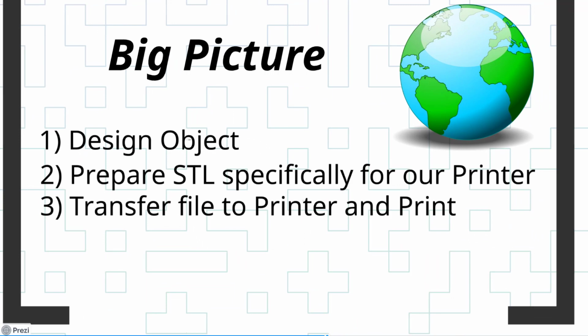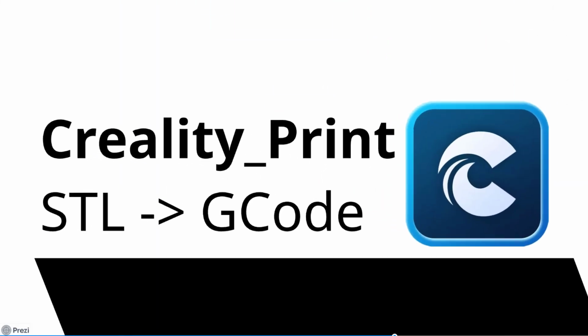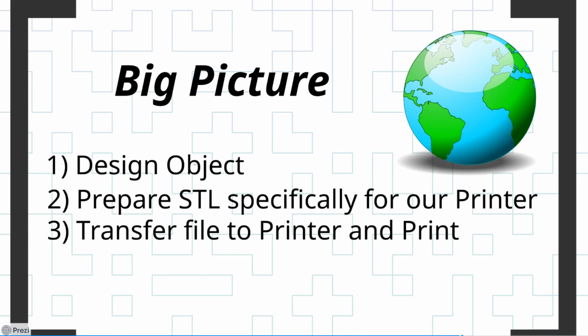Number two, after the STL file is created, we'll need to convert it to a GCode file, which will give our specific printer the instructions it needs. Since our printer is a Creality printer, we'll use Creality Print software to create the GCode file from the STL file.